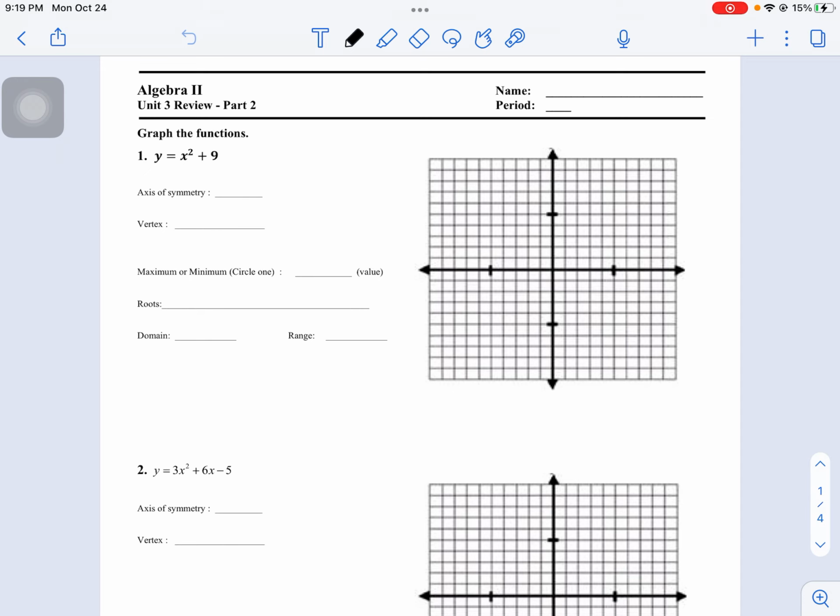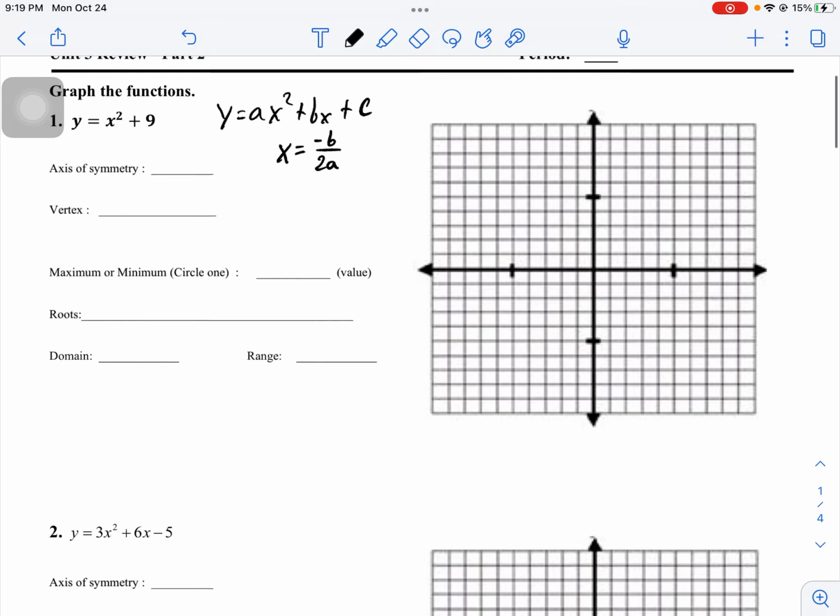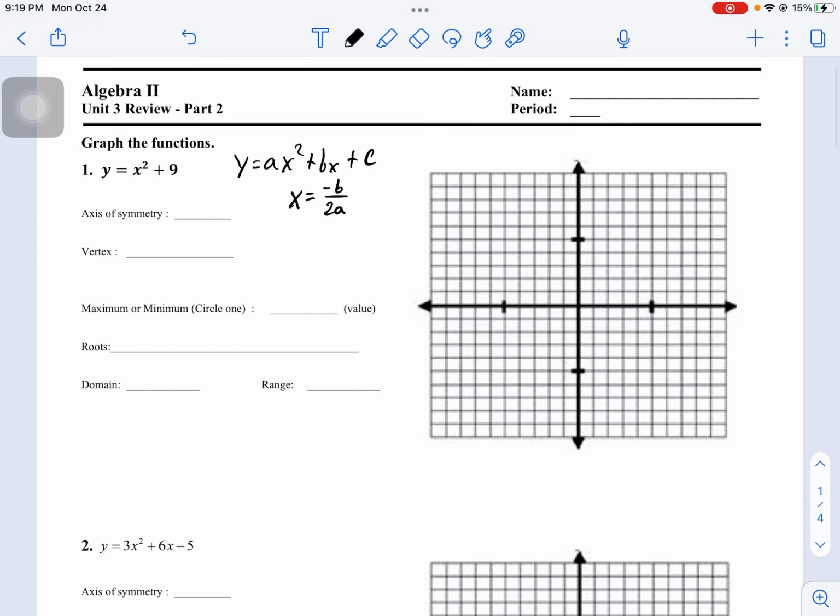So this is in standard form, which means it's in that y equals ax squared plus bx plus c form. And what we would normally do whenever it's in standard form is use x equals negative b over 2a, because that's going to help us find our x value, our axis of symmetry. Since we're missing our b value, because notice there's no x term, then what we would have is 0 over 2 times the a value, which is 1, which ultimately is just 0.